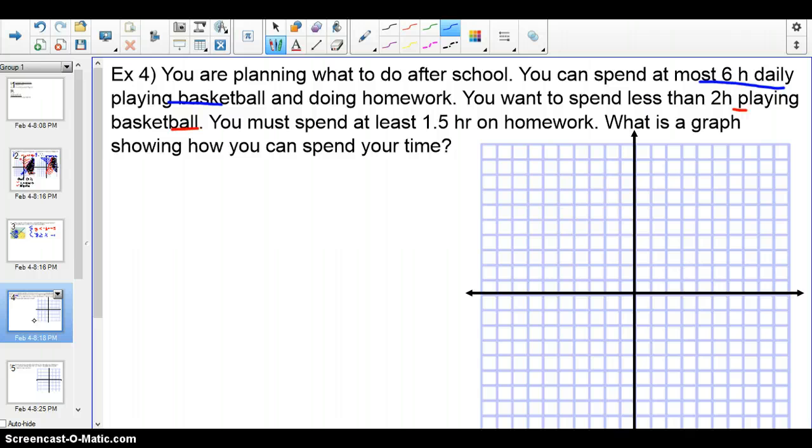Okay, these are tough problems. These are word problems with systems of inequality. So I need you to try to pay as close attention as you can. Come to class tomorrow with questions.